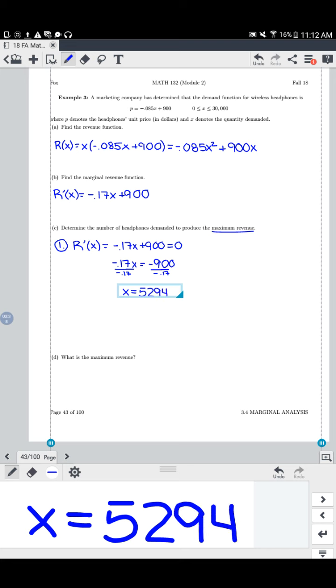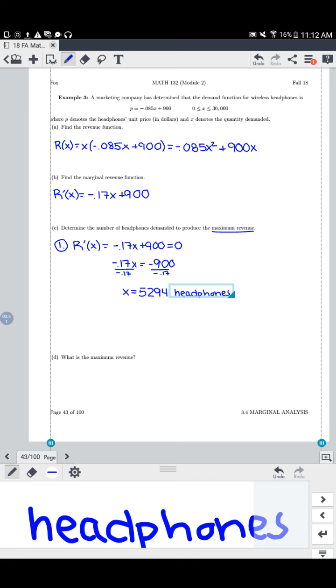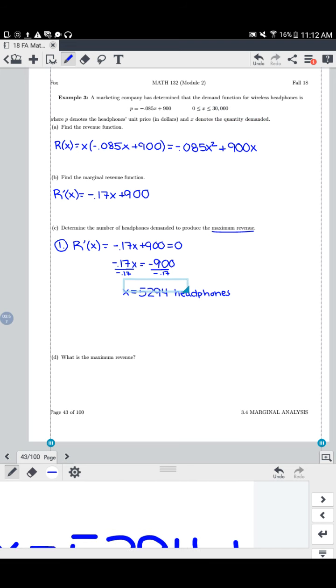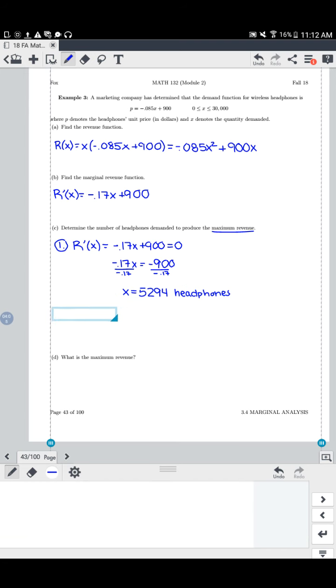5,294, and it's an x value, so I have to figure out what I'm measuring. Well, for this one, x is measuring headphones, and that is perfect because that's between the range that I was given. They can make between 0 and 30,000 headphones, as we saw above. But like within 4.1, a critical number can be a relative maximum or a relative minimum. I don't want to accidentally minimize their profit, so I'm going to make a sign chart as my second step and make sure that that really is going to maximize revenue and not minimize it.